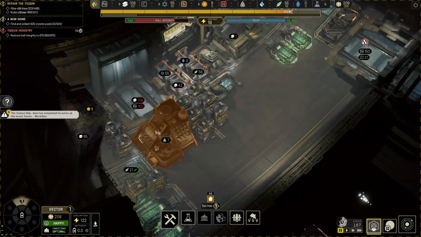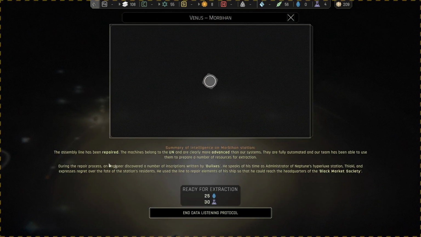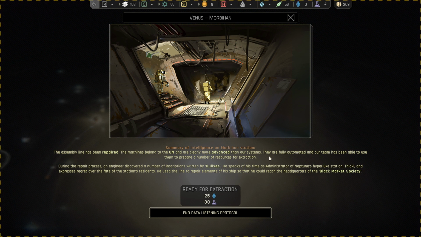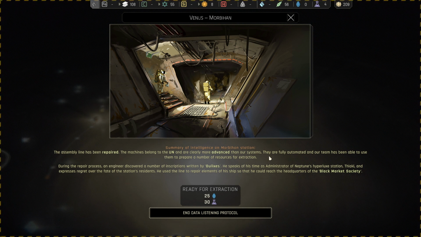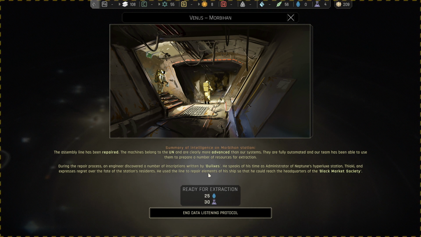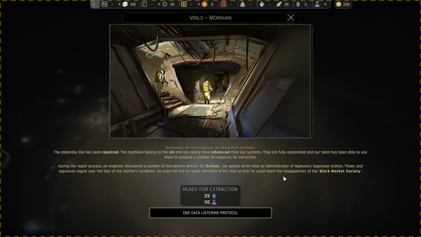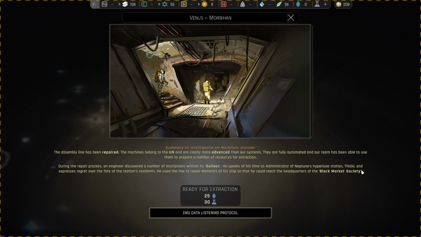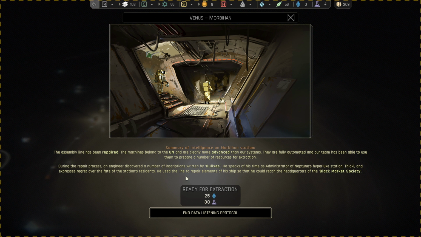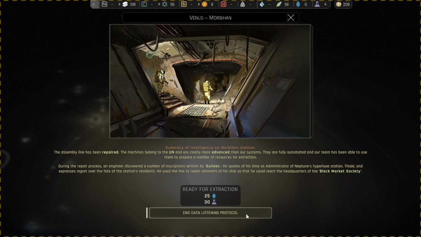Leadership team has completed a task. Venus, the assembly line has been repaired. Machines belong to the UN and clearly are more advanced than our systems. They are fully automated and our teams have been able to use them to prepare a number of resources for extraction. During the repair process, our engineers discovered a number of inscriptions written by Ulysses. He speaks of his time as administrator of Neptune's Hyperlux station, Tharkai, and expresses regret over the fate of the station's residents. He used the line to repair elements of his ship so that he could reach the headquarters of the Black Market Society.